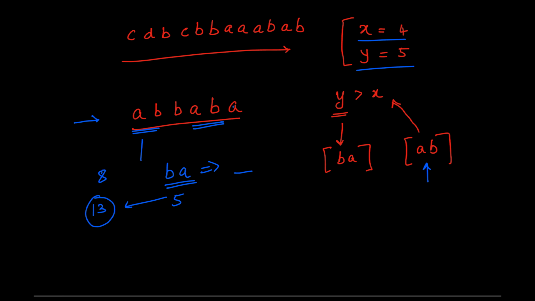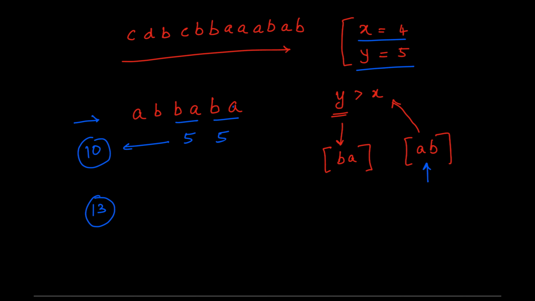Is this the maximum points that I can earn with this string? Maybe. But to confirm, let's repeat the same cycle, but this time we'll start with ba instead. I have two occurrences of ba here, which will give me 5 points each. Total is 10, and the remaining string is ab. This will give me another 4 points. Adding 4 to the total will give me a total of 14 points, which is greater than the previous value. This proves that it is important to know which value is greater between x and y so that we can start looking for the corresponding substring in the string s.